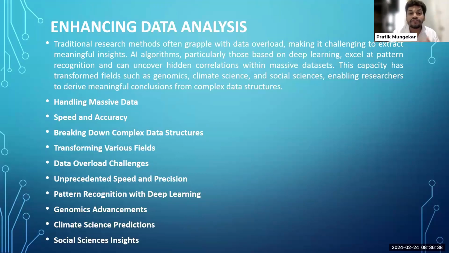Then the next is transforming various fields. So AI's talent for handling data has revolutionized different areas of research. In genomics, it helps decode and understand complex genetic information. In climate science, it processes vast amounts of data to model and predict climate patterns.